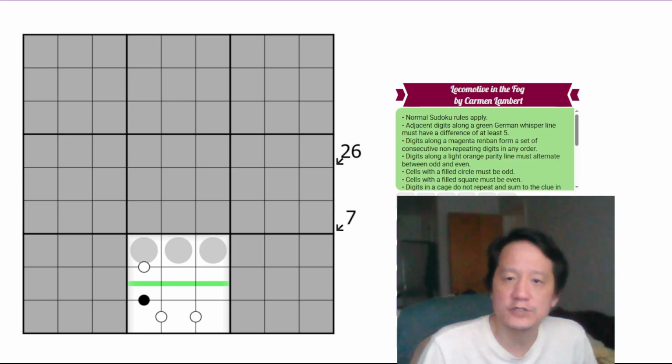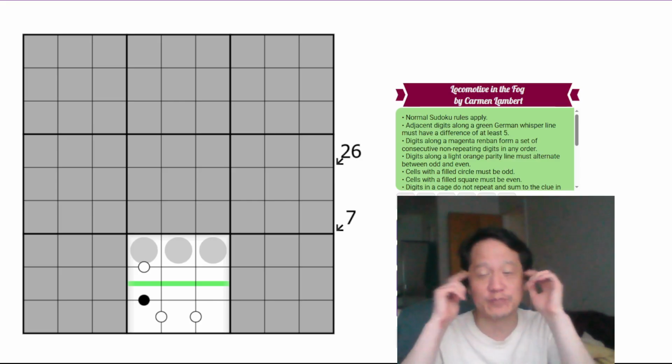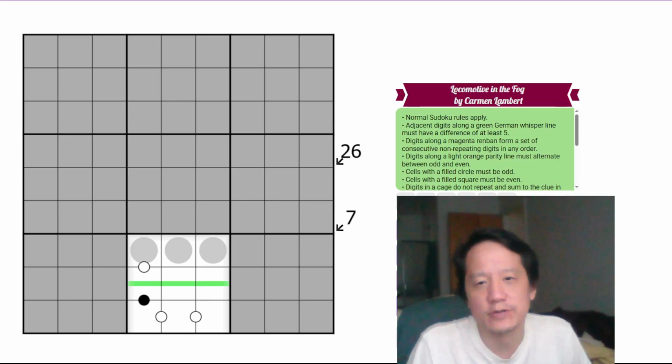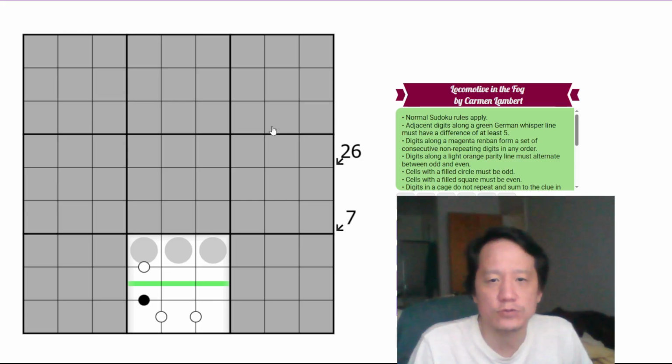Today's very easy puzzle is called Locomotive in the Fog. I don't know why I swapped that. That was weird. And it's by Carmen Lambert. And here are the rules.